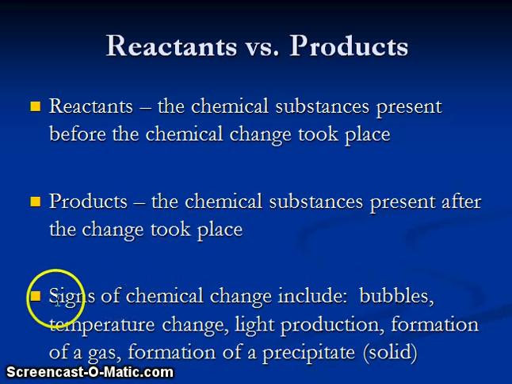And then let's remember back to our third experiment in class when we looked at chemical and physical changes. Please remember that signs of chemical change include the following types of things: bubble formation, temperature change, production of light, formation of a gas, also the formation of a precipitate or a solid. Please note that not all of these signs have to be present in a reaction, but very often we will see one or sometimes even many examples of these indicators that a chemical change has in fact occurred.